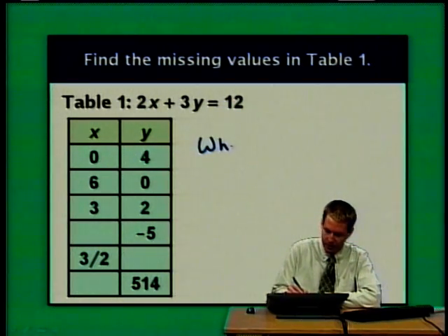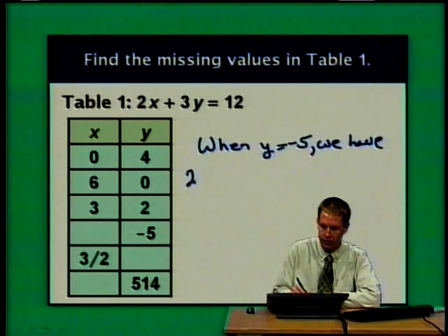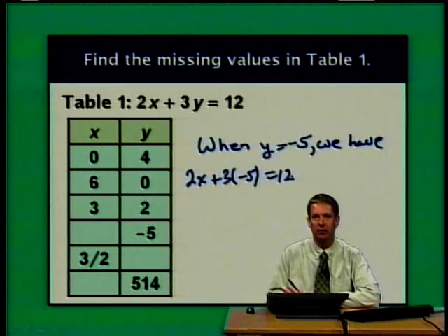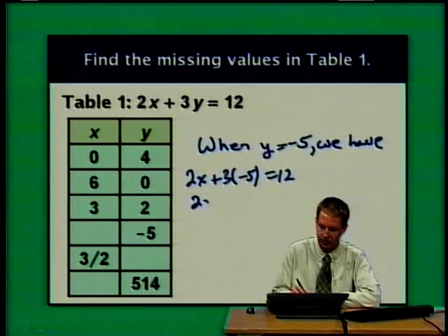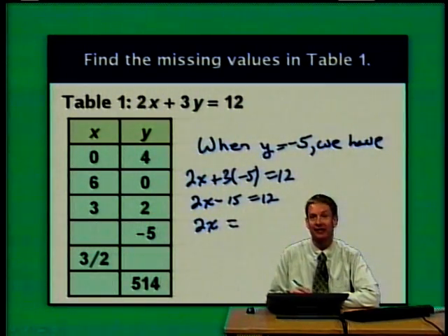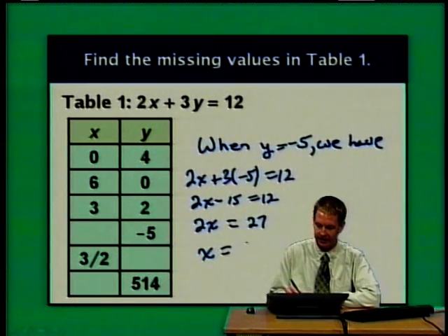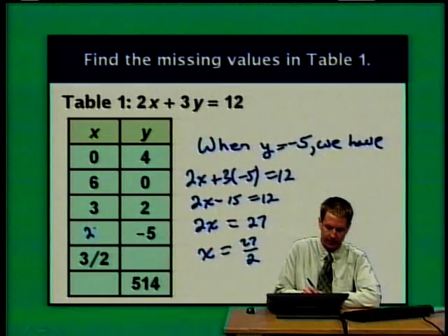Let's see, we already did the 3, 2 row, so let's jump down to when y is -5. We have, let's see, 2 times x plus 3 times -5, that equals 12. 3 times -5 is -15, so 2x minus 15 is 12. When I add 15 to both sides of the equation, the left side of the equation simplifies to 2x. The right side of the equation simplifies to 12 plus 15, which is 27. And when I divide both sides of the equation by 2, I'm just left with x equals 27 over 2.